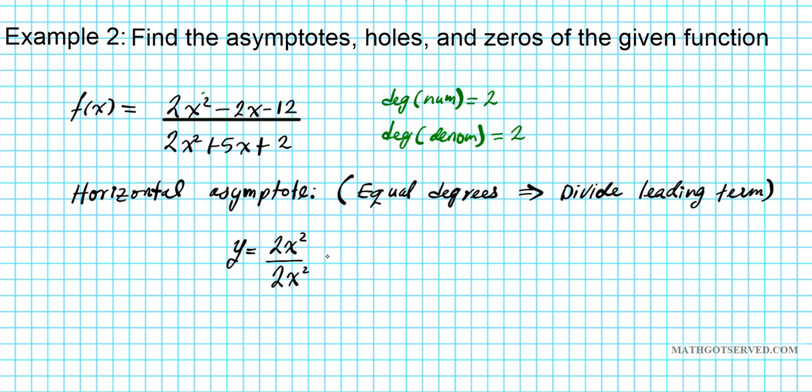When you divide these two, x squared goes into x squared once, 2 goes into 2 once. This implies that your horizontal asymptote is the line y equals 1. Okay? So that's how you find the horizontal asymptote for a function in quotient form. Now let's take a look at the next asymptote, the vertical asymptote.